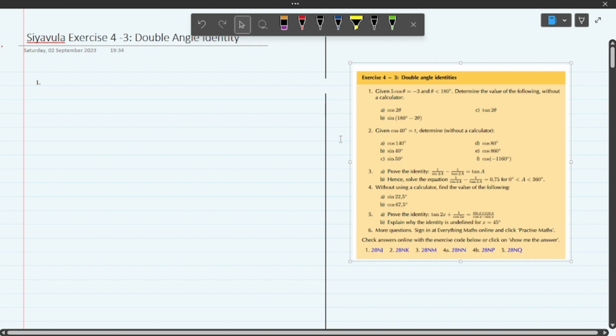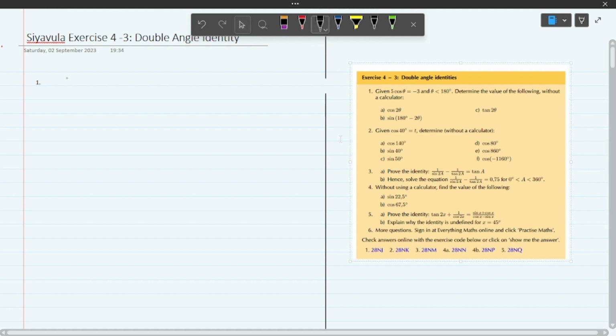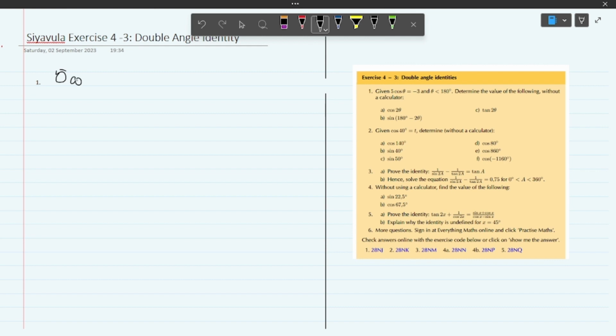Okay, so the first question says, given 5 cos theta is equal to minus 3 and theta is less than 180 degrees, right? And it says determine the value of the following without a calculator. Okay, it says 5 cos theta is equal to minus 3 and theta is less than 180 degrees, right? To determine the value of the following without the use of a calculator. Okay, this is minus 3, right?